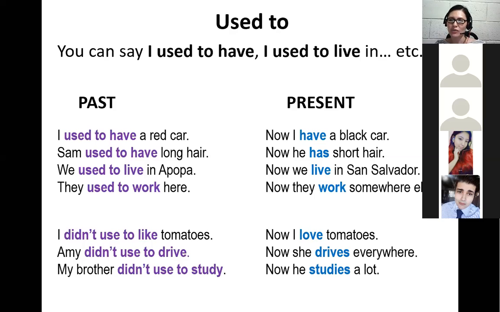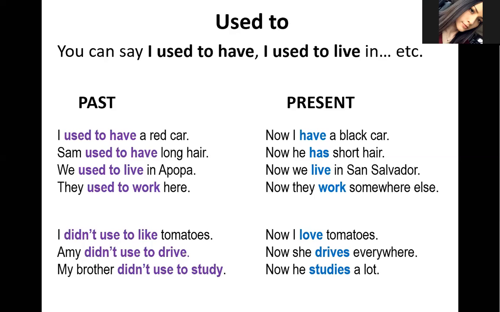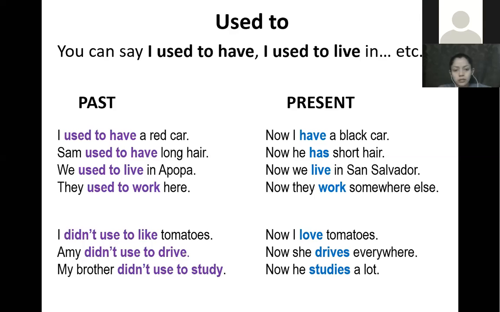I need another volunteer, okay? Volunteer. You can raise your hand if you want to pass. Si no, pues yo con mucho gusto vengo y escojo alguien, veamos. Oh, okay, Mariana, go ahead.